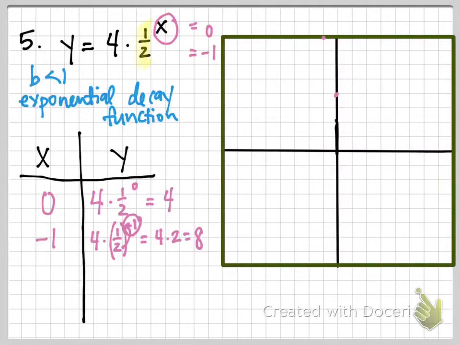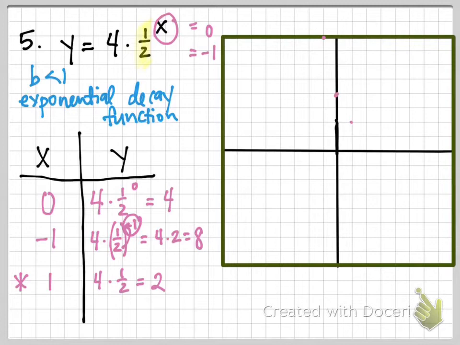So you could connect the dots. If you wanted to try one more, you could try x equals 1, which would be 4 times 1/2, which would give me 2. This one will not always work, so I'm going to put a star by it. You really just have to decide what's best for each function. Each function is going to be conditional, but we'll look at several examples.